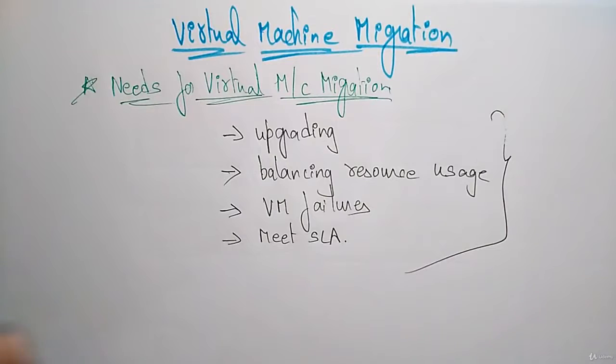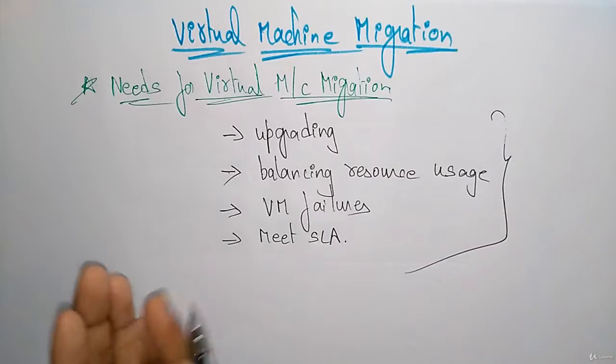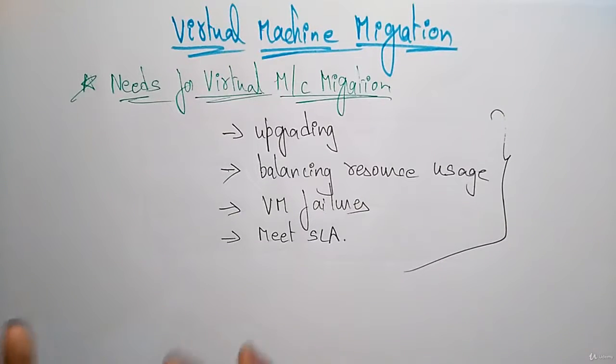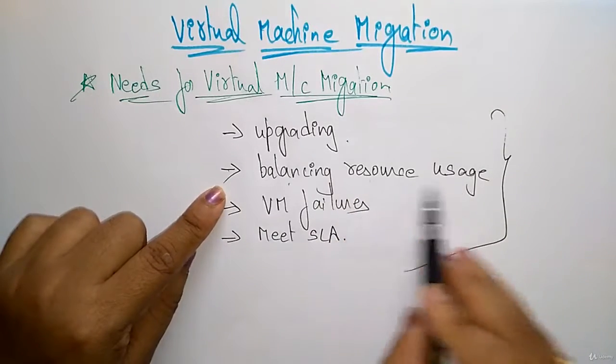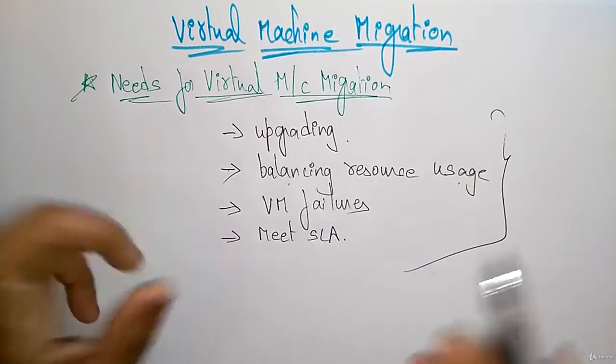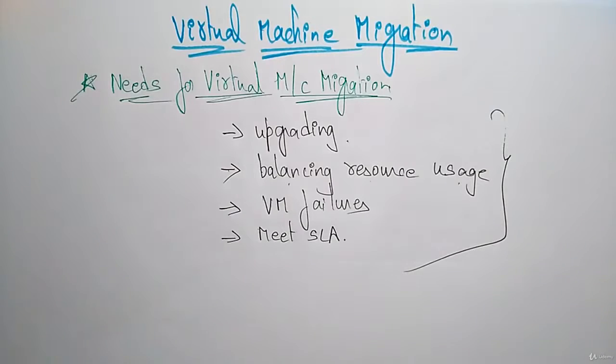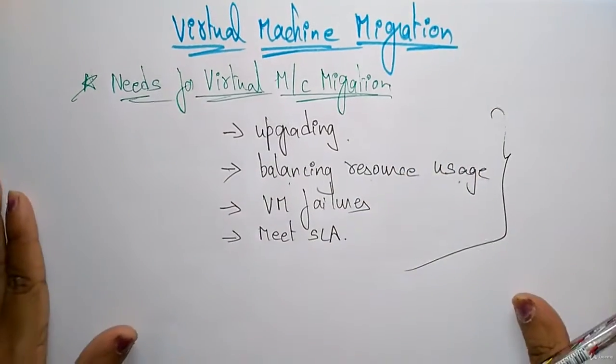Why is the virtual machine migrated from one system to another system? Because of upgradations, because of rebalancing resource usages, because of virtual machine failures, and to meet SLA, they are going to migrate from one system to another system. So these are the needs for virtual machine migration.